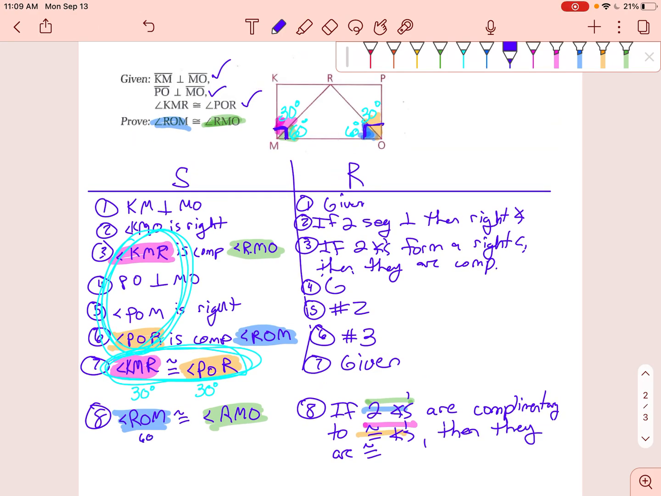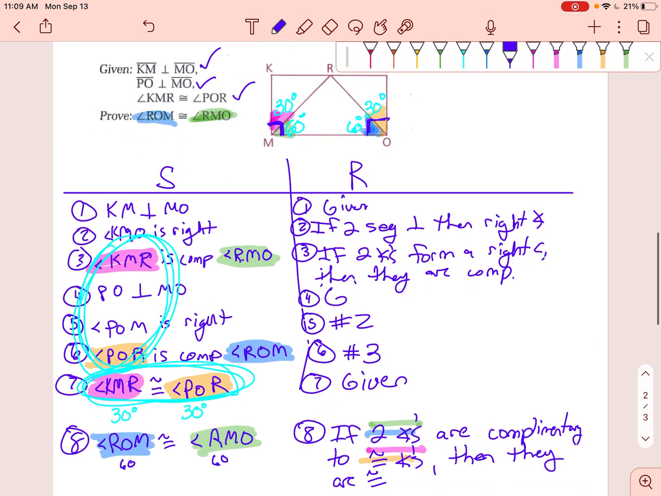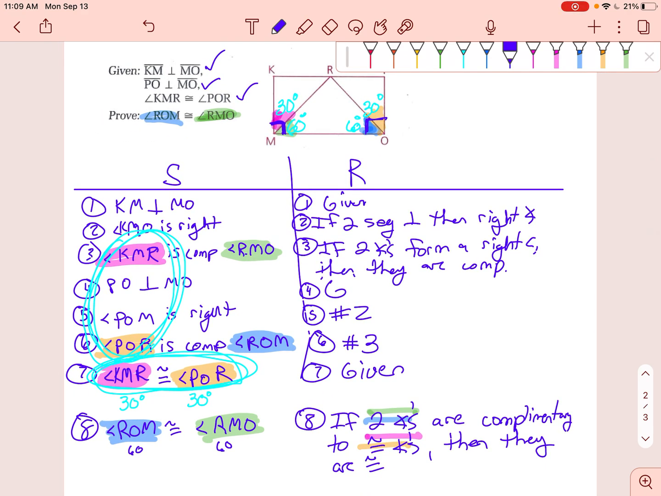I always like to go through and put imaginary little numbers there just to make sure I've proven what I need to prove. But you can see very clearly that if those angles are both 30 and we know that they're complementary to the other angles, then whatever's left over has to be congruent to each other.